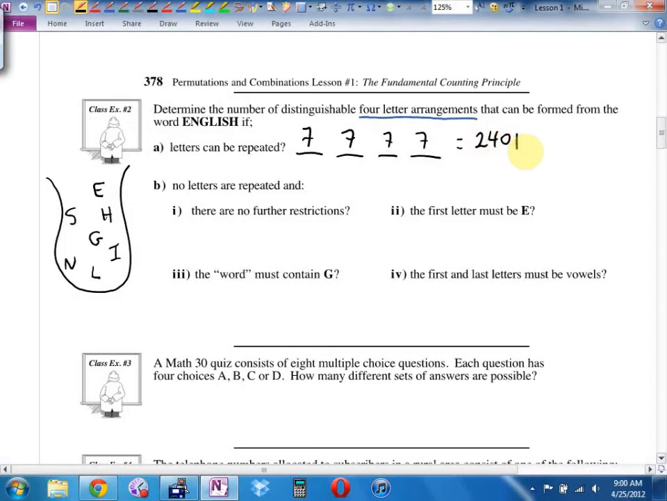I'll give you a question like this on your test, but the more interesting ones, the funner ones, because I kind of find these ragged as kind of brain teasers, and what you see in your test is more stuff like B, where I attach conditions. So the first condition is no letters are repeated. That means once you've picked it out, it doesn't go back in. And, okay, there are no further restrictions.